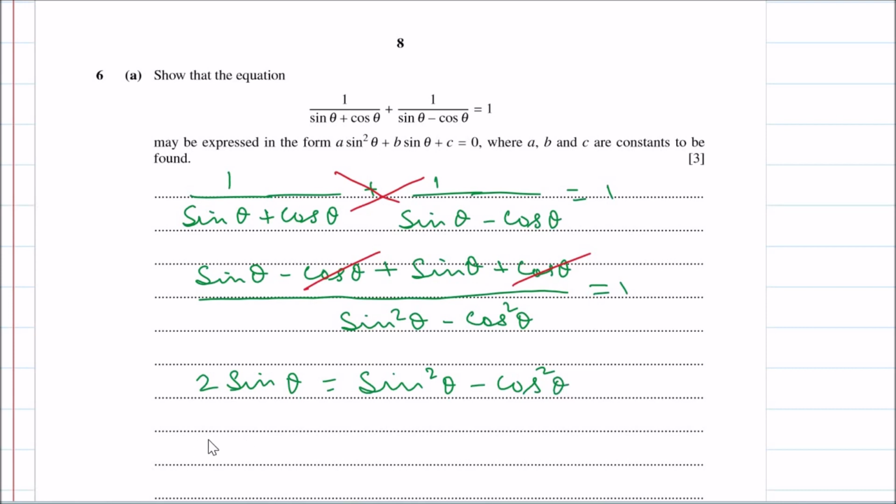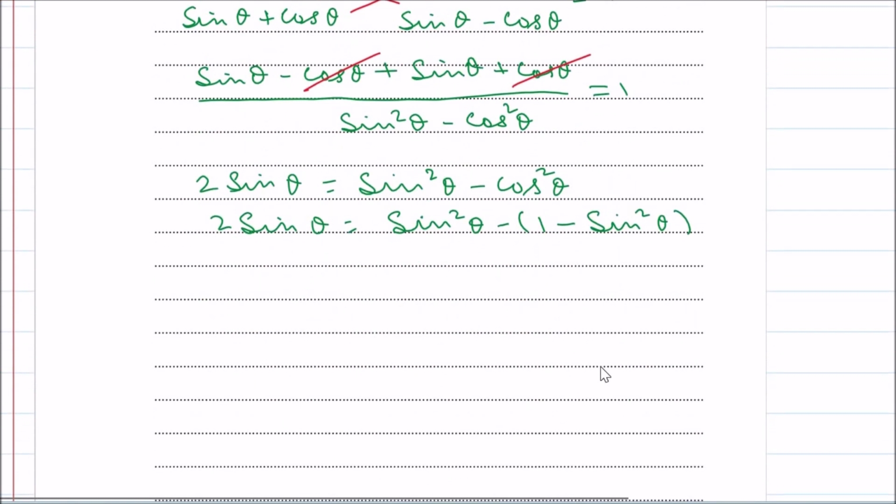Okay. Now the answer we have to bring not containing cos. That means we need to convert cos in terms of sine. So let us do 2 sine theta as it is. Here we can write sine square theta as it is. And cos square theta can be written as 1 minus sine square theta, because sine square theta plus cos square theta equal to 1. From that we can get 1 minus sine square theta equal to cos square theta.